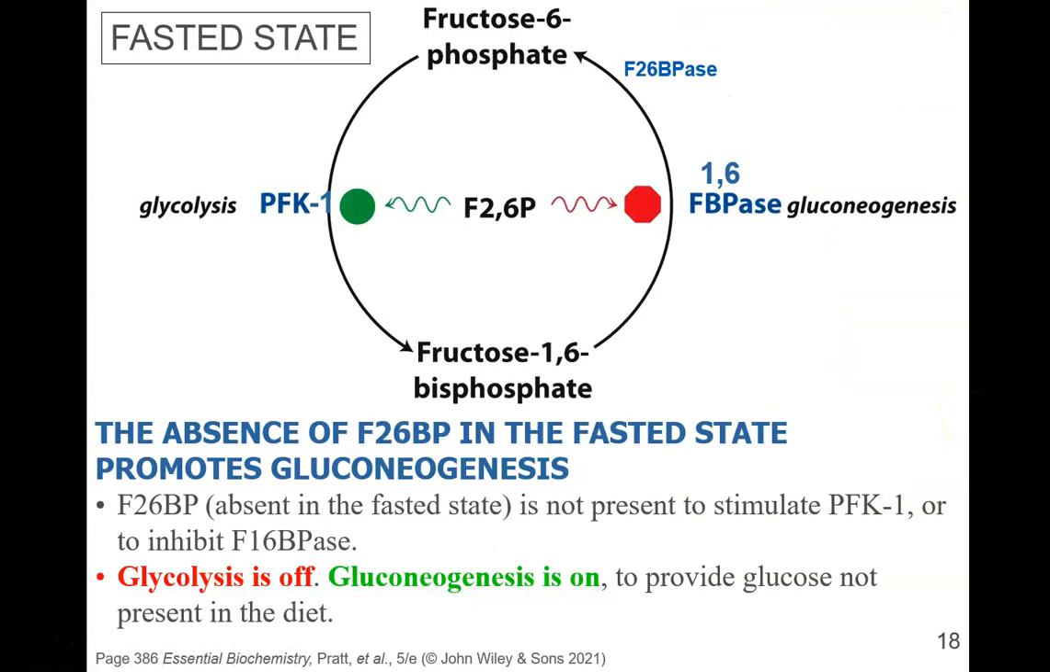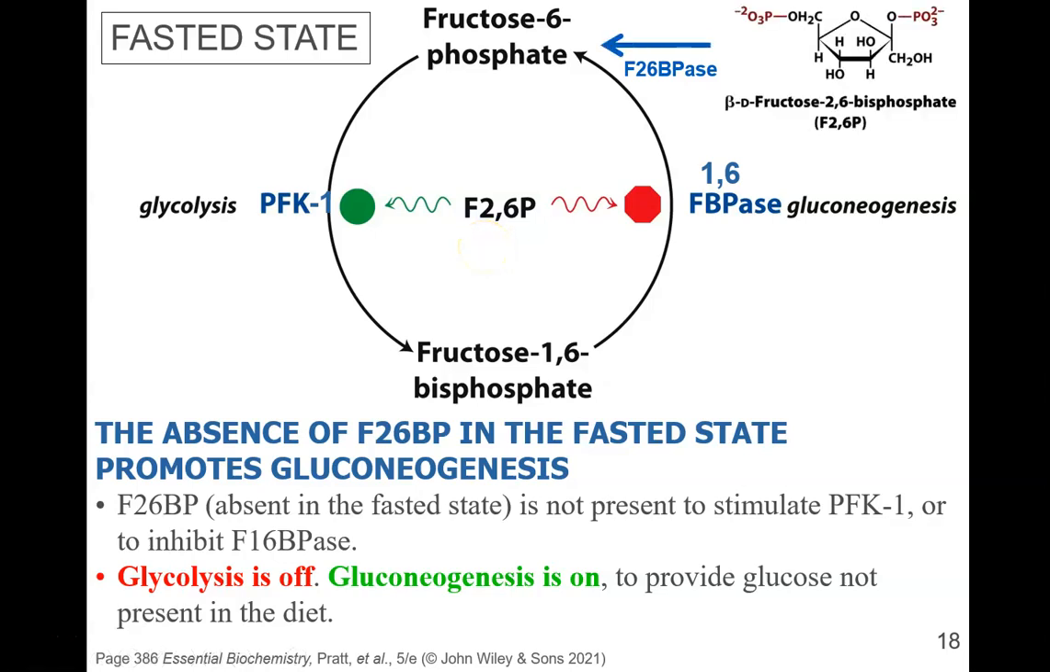Okay, now how about in the fasted state? Well, in the fasted state, we want the opposite to take place. So in the fasted state, what we want is to get rid of the fructose 2,6-bisphosphate. So if we have the fructose 2,6-bisphosphate, now we want the fructose 2,6-bisphosphatase enzyme to be active to hydrolyze the phosphate on the number 2 position and make fructose 6-phosphate. We want the fructose 2,6-bisphosphate to be gone, and here's my animation. It's gone.